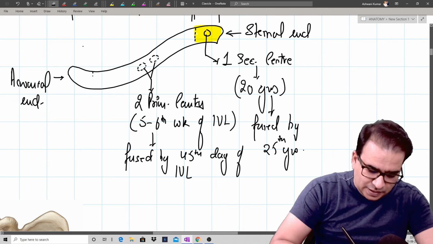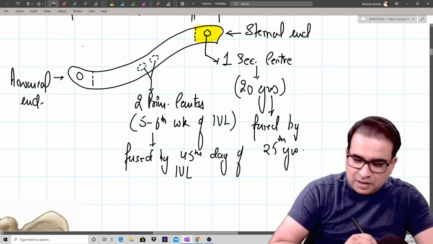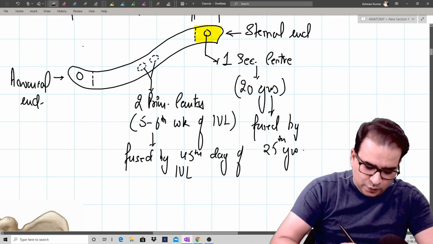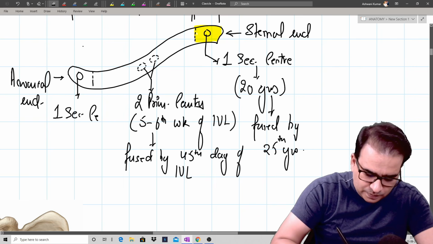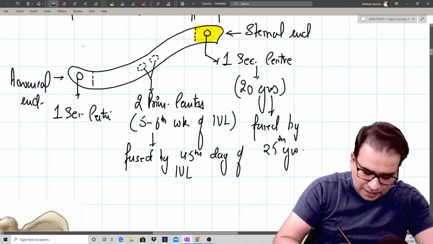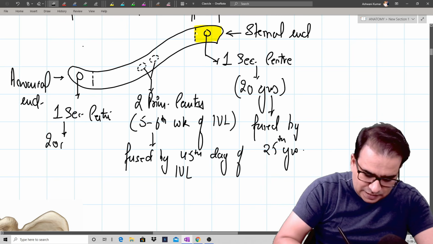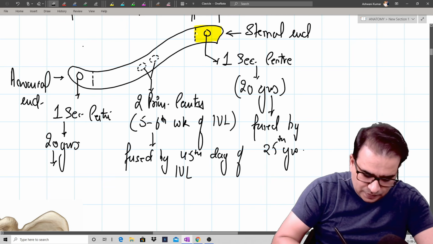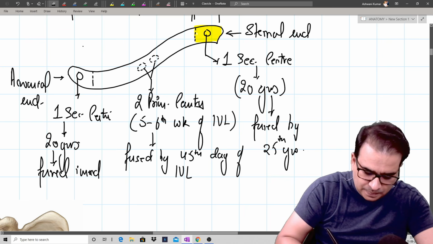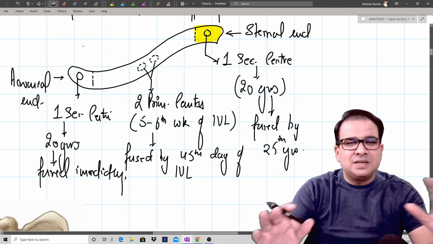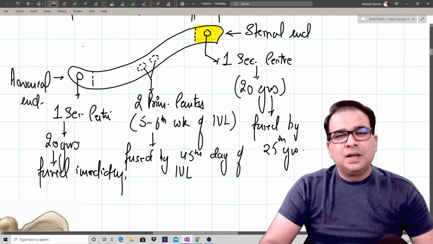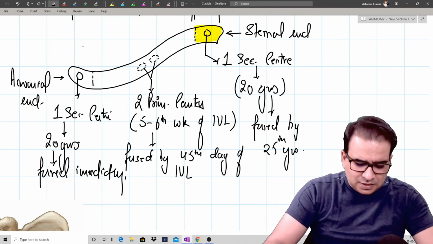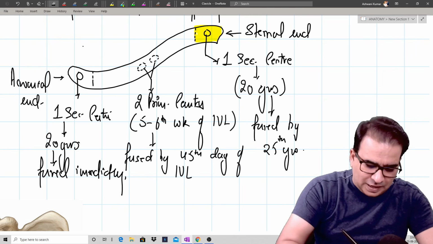The medial end, and then the lateral end, that is the acromial end here, we also have a secondary center. So we have one secondary center here also, which again appears at the age of 20, and it fuses immediately, within the 20th year only, with the rest of the shaft. So we have like 4 centers.